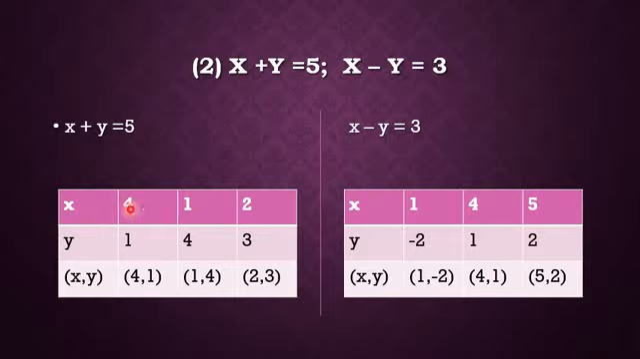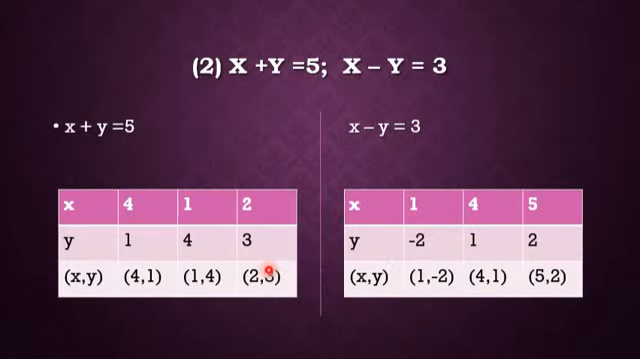Then we can take x is equal to 2, then y is equal to 3. Coordinate of x comma y is 2 comma 3. In the second equation, we can put x is equal to 1, then y is equal to minus 2, that is 1 comma minus 2. X is equal to 4, 4 minus 1 is 3, that is y is equal to 1, that is 4 comma 1. We can take x is equal to 5, that is 5 minus 2 is equal to 3, therefore coordinate of y is 2, that is 5 comma 2.